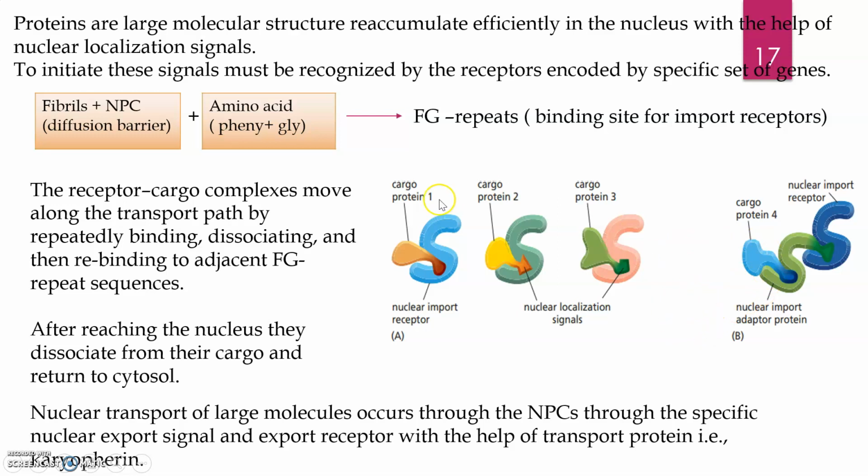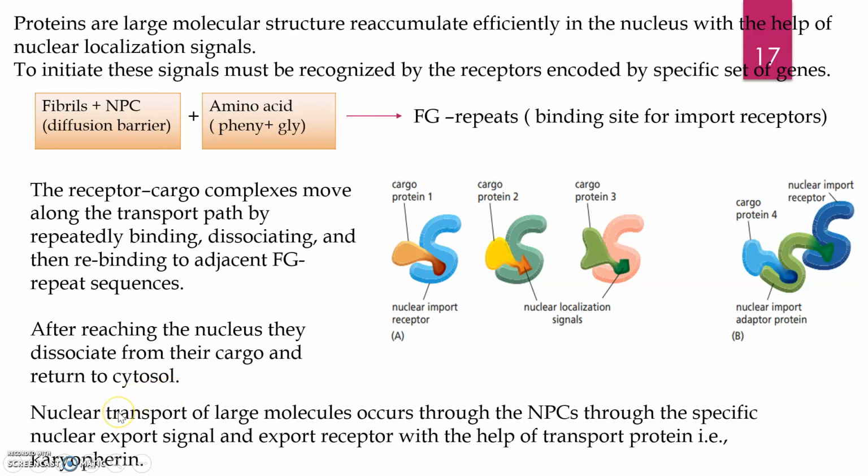The FG repeats are the site for the import receptor, and the receptor-cargo complexes move along the transport path by repetitively binding, dissociating, and then rebinding to the adjacent FG repeat sequence. There are a number of FG repeat sequences present on the nuclear membrane, and this signal transduction occurs by binding, dissociating, and rebinding to the FG repeat sequence. Therefore, the transfer of the signal into and out of the nucleus occurs. After reaching the nucleus, they dissociate from their cargo and return to the cytosol.